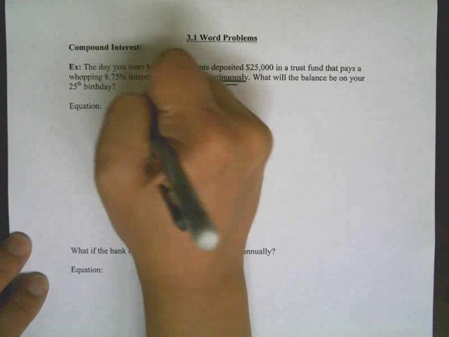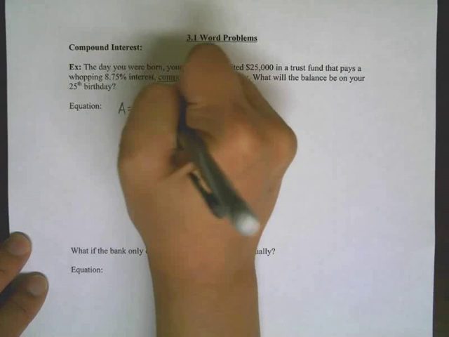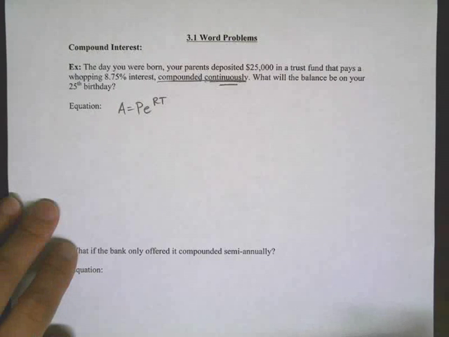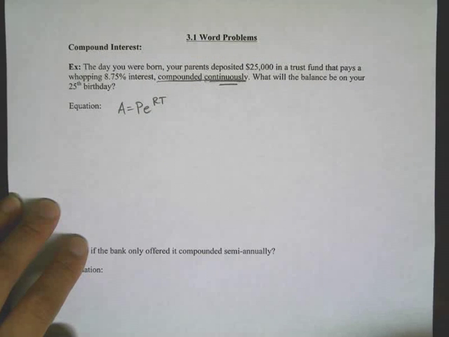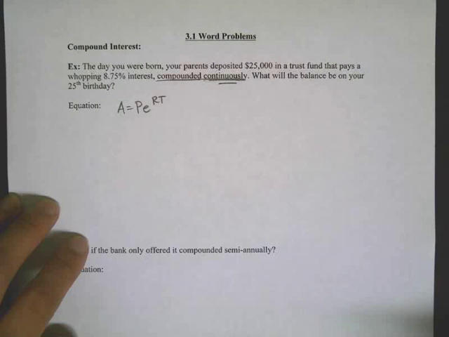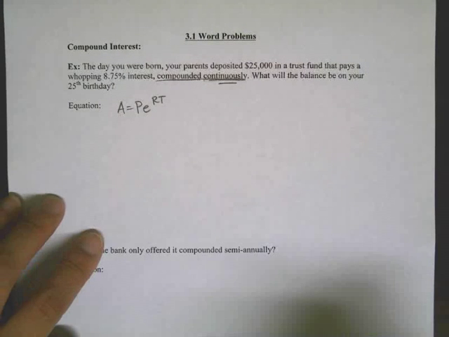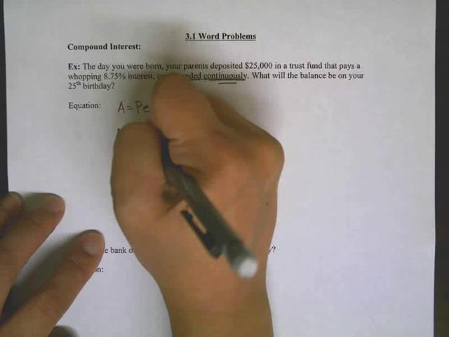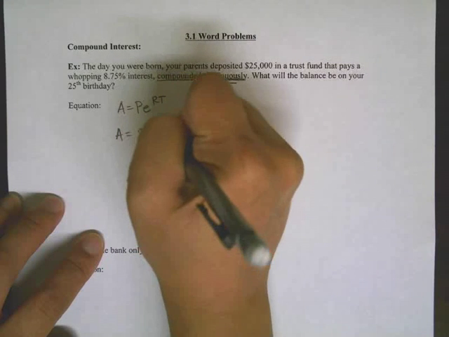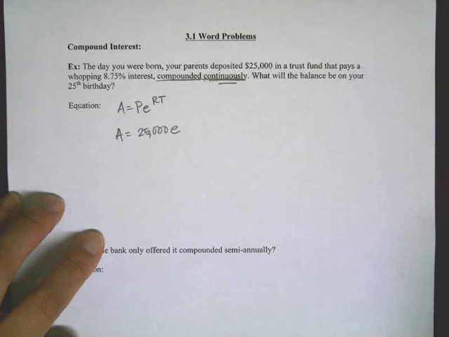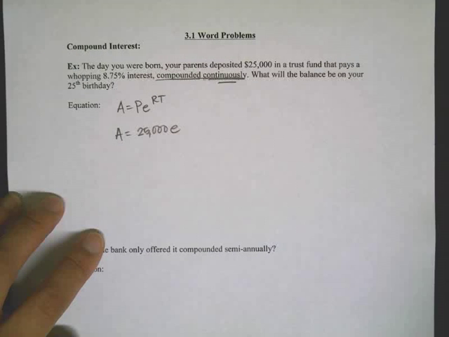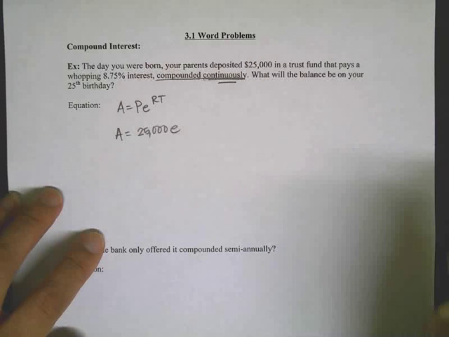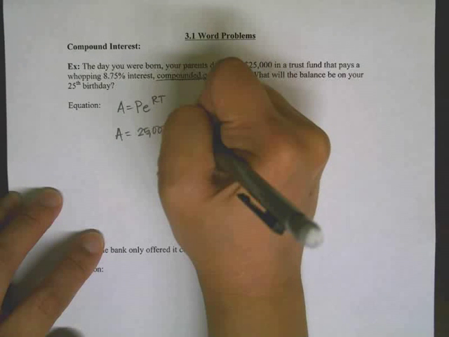So it's A equals P e to the rt power, where P is the principal, r is your rate, and your t is your time. The A is the amount of money you have in the bank. So here we're saying that we're depositing $25,000 into the bank, so that's our principal. Our rate is 8.75%. So we're going to write our 8.75% as a decimal. So we're going to move our decimal place 2 spaces to the left.